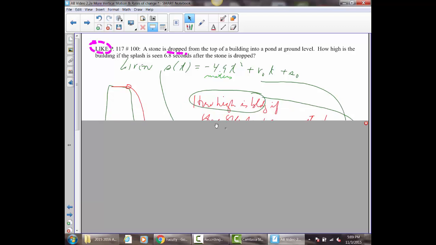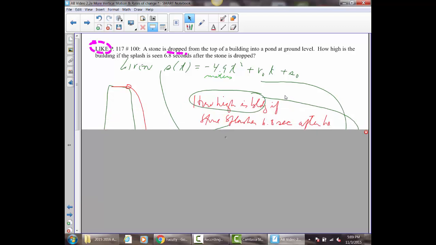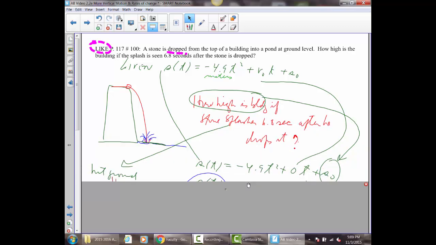So how high is the building? Well, that means we're looking for S0, the initial height of the building, because the stone is dropped from the top of the building, and we're looking for the height of the building. So we're looking for S0. Considering it was dropped, the initial velocity is 0. So what we have is negative 4.9t squared. The initial velocity was 0, so that's plus 0t plus S0, which is what we're looking for.